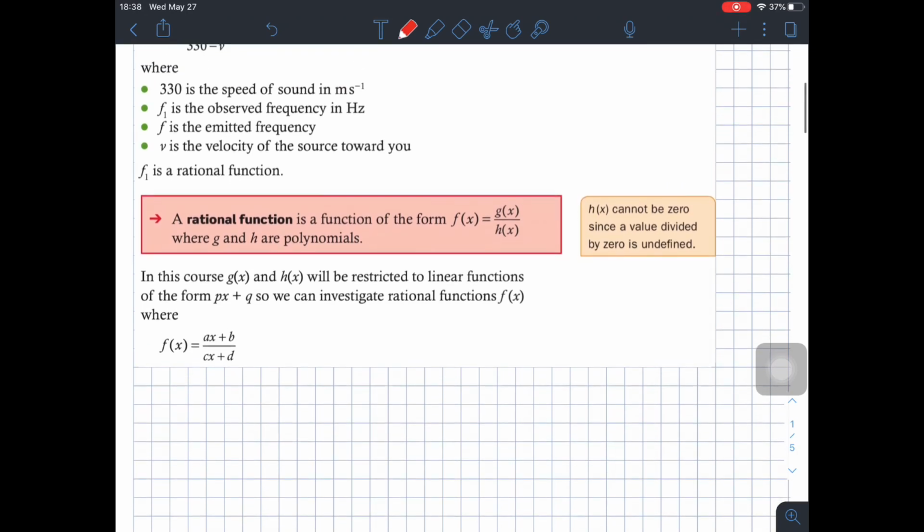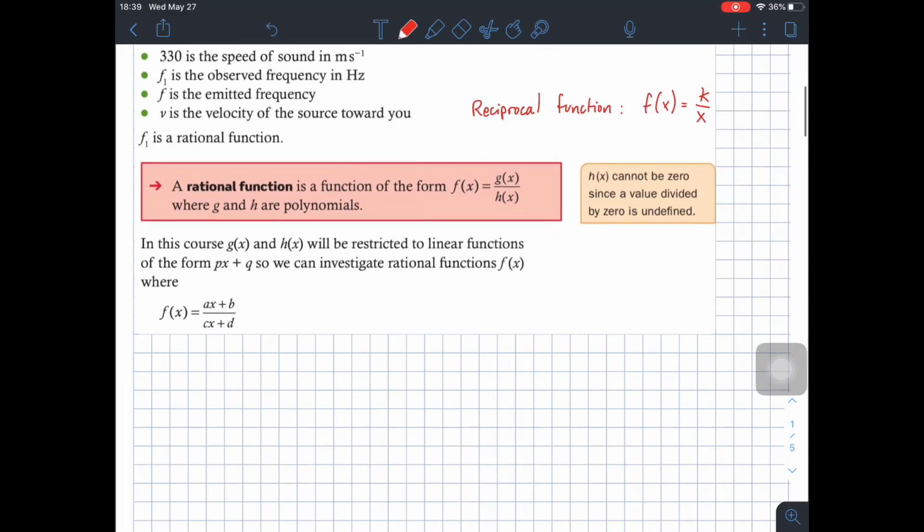So here you can notice a difference between what we called reciprocal. If you remember, reciprocal functions were like this: f of x equals k over x, right? Where k is a constant number only, right? So that's the main difference with a rational function. You see that in a rational function we're having a function as the numerator, while in a reciprocal function we're having a number or a constant as the numerator, right? So that's the difference between both.